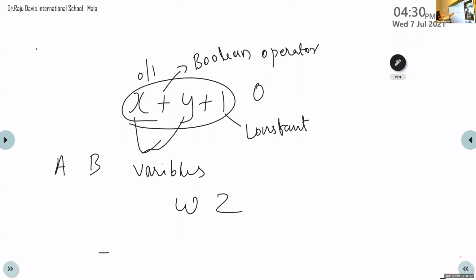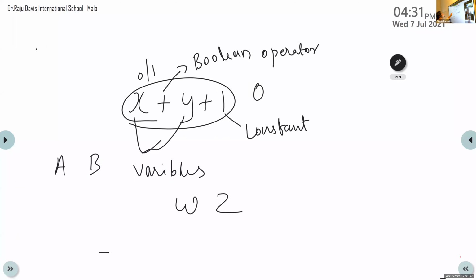x plus y plus 1 is an example for a Boolean expression. In this, x and y are Boolean variables. We can give any value, here we are using only two values, 0 and 1. We can give 0 to x, or we can give 1 to x. We can give 0 to y, or we can give 1 to y. That means x and y are variables. We can change the content. That is variable.